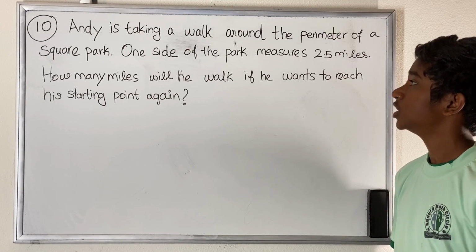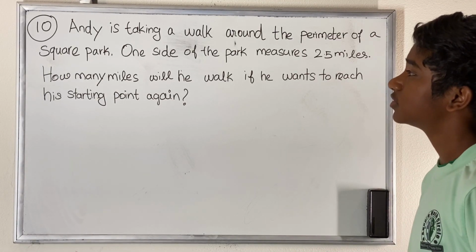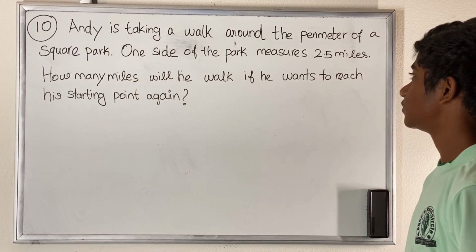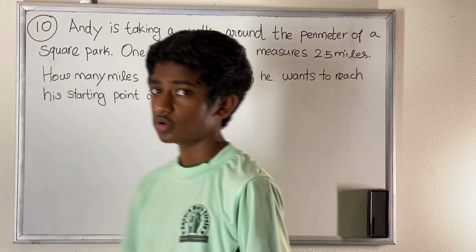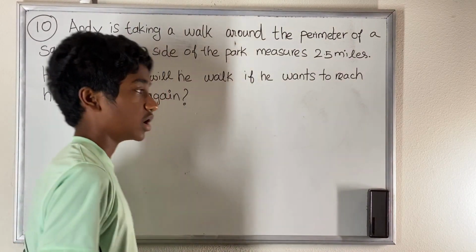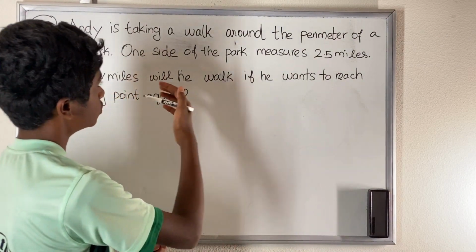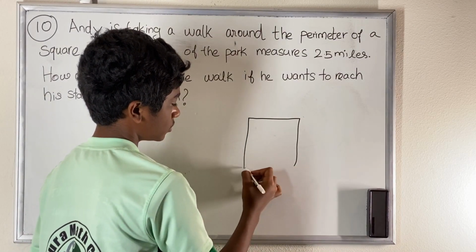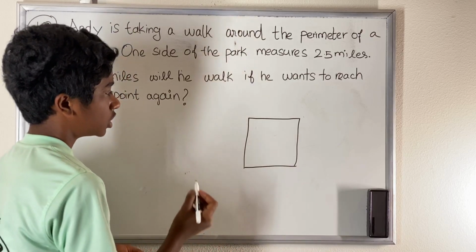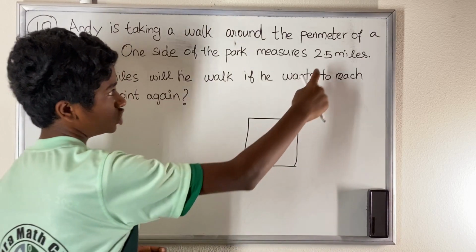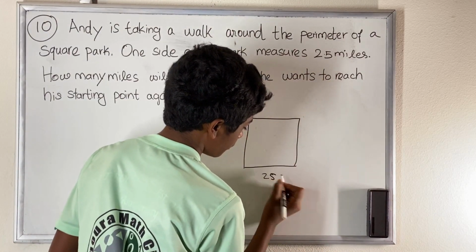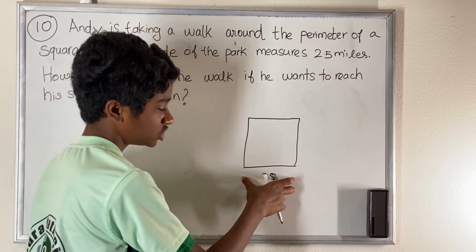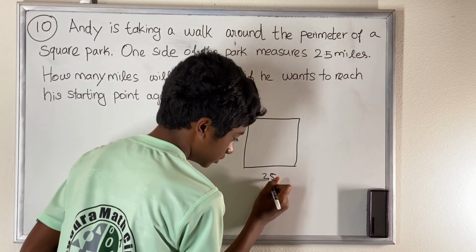Problem number 10. Andy's taking a walk around the perimeter of a square park. One side of the park measures 2.5 miles. How many miles will he walk if he wants to reach his starting point again? So first, let's draw a map, a diagram of the park. Okay. So here's the park. One side of the park is 2.5 miles. And since the park is a square, if one side is 2.5, then all the other sides are 2.5.